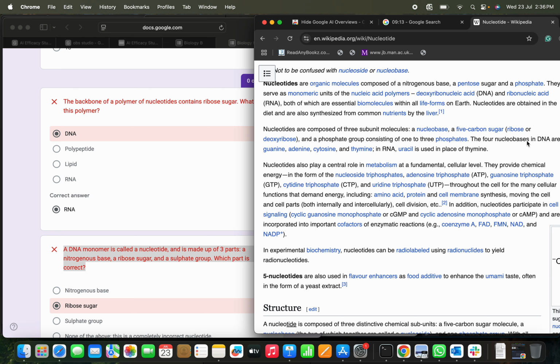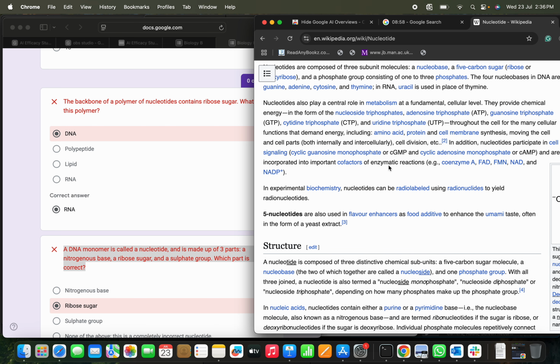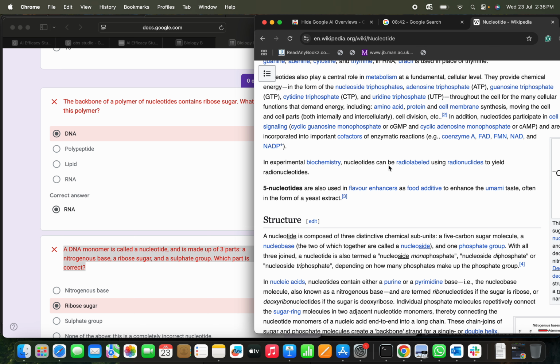The four nucleobases are adenine, cytosine, thymine, and I was right, guanine. Nucleotides also play a role in metabolism. They provide chemical energy in the form of nucleoside triphosphates: ATP, adenosine triphosphate, GTP, and UTP. Uridine. Oh, that's the U. They serve throughout the cell for many cellular functions, like amino acid and protein synthesis, cell membrane activity, and moving the cell and cell parts.